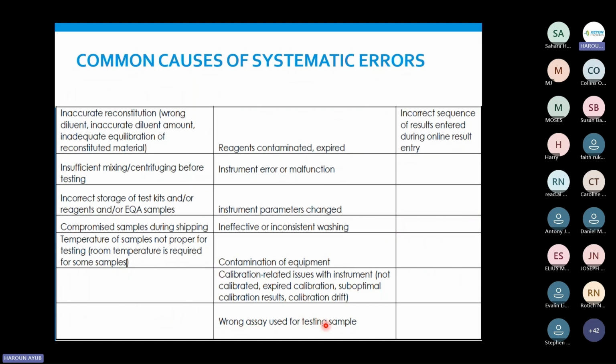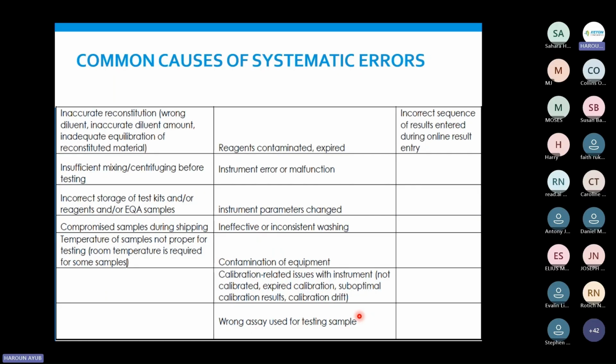Wrong assay used for testing the sample. This one comes in when, on the analyzer that we are using, sometimes you are not using the barcode scanner for that particular analyte. Or for the case of immunoassay, you scanned the PSA and you loaded TSH. So if you are using the wrong assay, definitely wrong reaction.